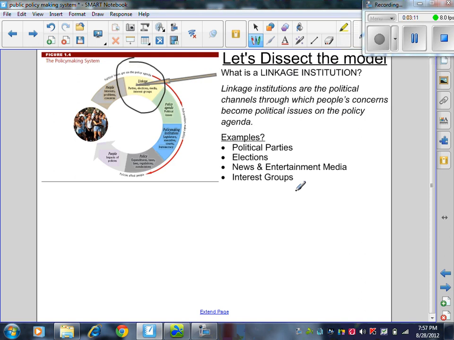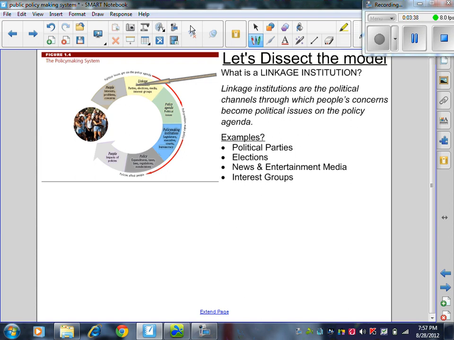An example of a linkage institution is a political party. For example, people say, I want the healthcare policy, for example, more recent current stuff, passed. And they would voice that concern, obviously in this case, to the Democratic Party. And then that party puts that idea on their agenda. That's them linking those people's ideas to the government, as the party is promoting that idea to the government as well. So another linkage institution is elections.